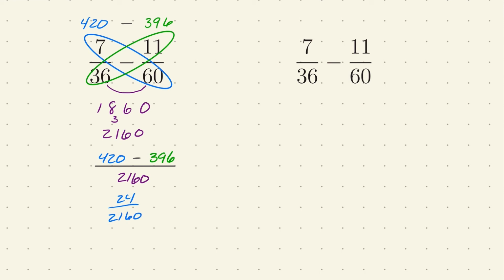I have to simplify. So, okay, well, I know that this ends in a 4 and this ends in a 0. So this is divisible by 2. Okay, so great, it's divisible by 2. But is it also divisible by 3 maybe? So the digit sum here is 6, which means it's divisible by 3.